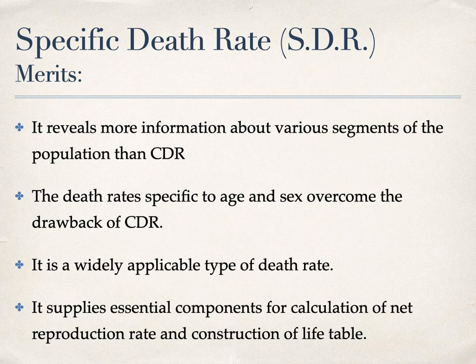As we have already told, the death rate specific to age and sex overcomes the drawback of the CDR, where age and sex were not a factor. Because of this reason, it is a widely applicable type of death rate, because we need the death rate not just as a crude value, but usually death values are required in these segments or in this specific type. So it is of wide applicability, and it also supplies essential components for the calculation of the net reproduction rate and the construction of life tables, which we shall discuss in the coming videos.